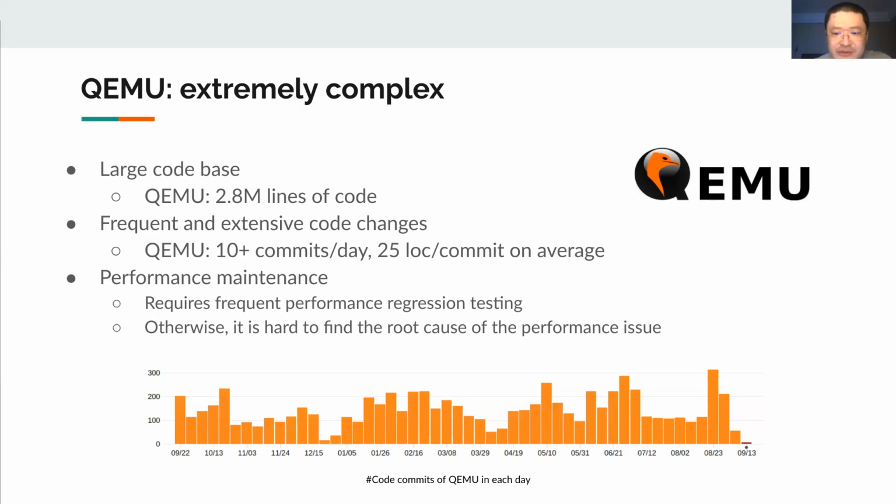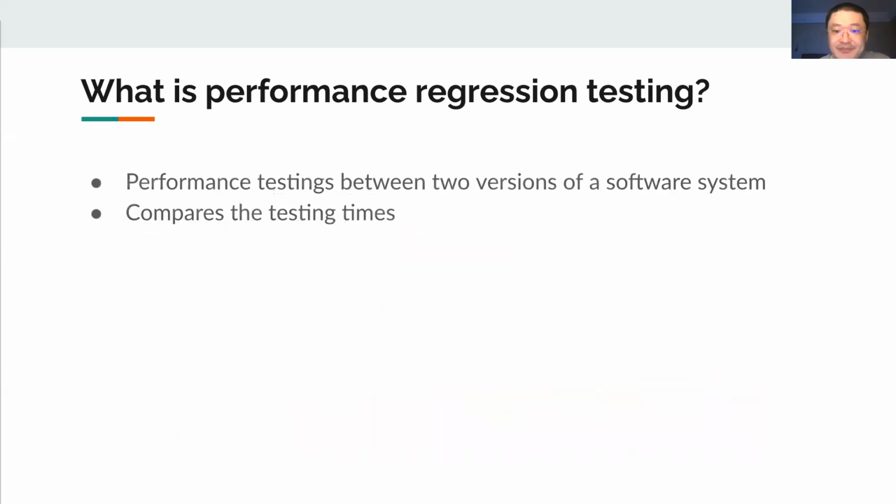If a performance issue is found after a certain amount of commits, it is hard to debug and locate the problem. So to monitor and maintain the performance of a DBT system, it is necessary to compare the performance before and after each commit, which is known as performance regression testing. Let's see what is performance regression testing.